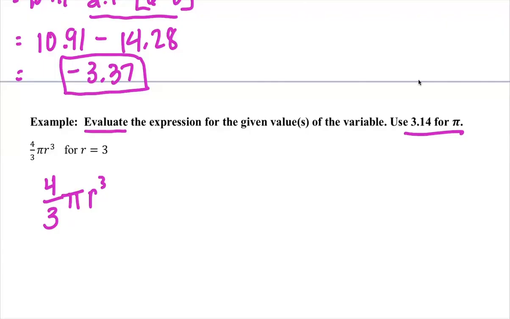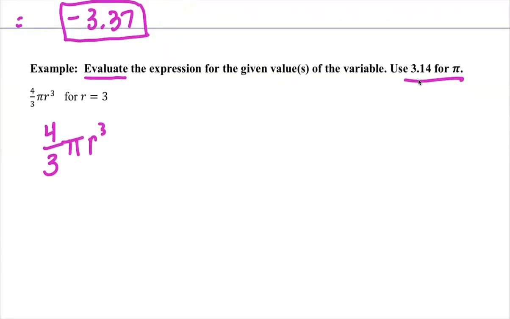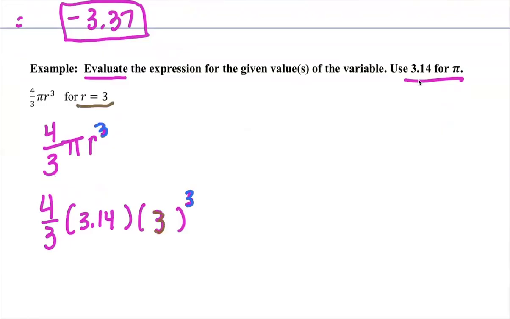Let's see. If r is 3, so actually substituting a couple things in. Instead of pi, I'm going to write in 3.14. And instead of r, I'm going to put in 3. So let me highlight just a couple things. This 3 is this 3. It's the cubed. And this 3 is because it said put 3 in for the r.